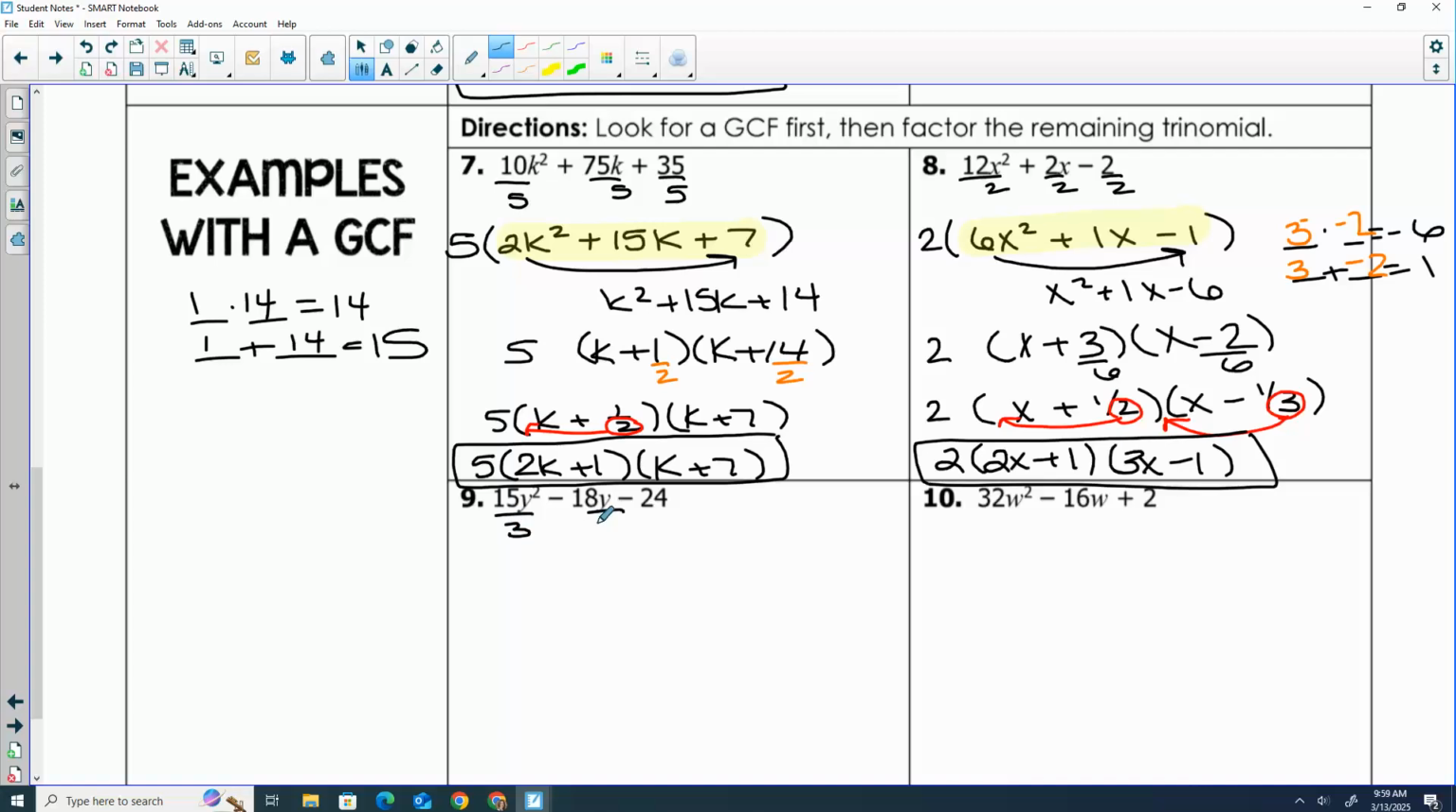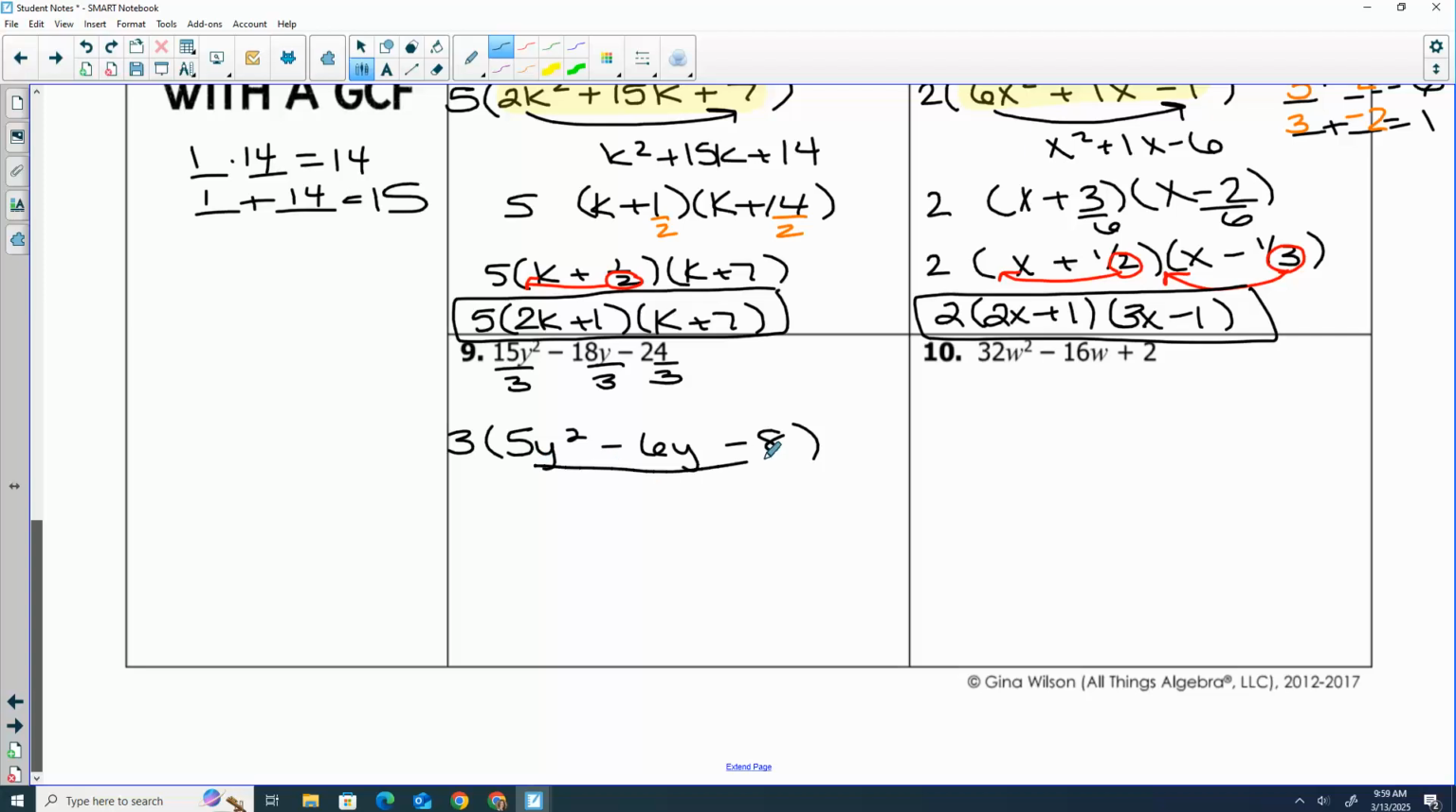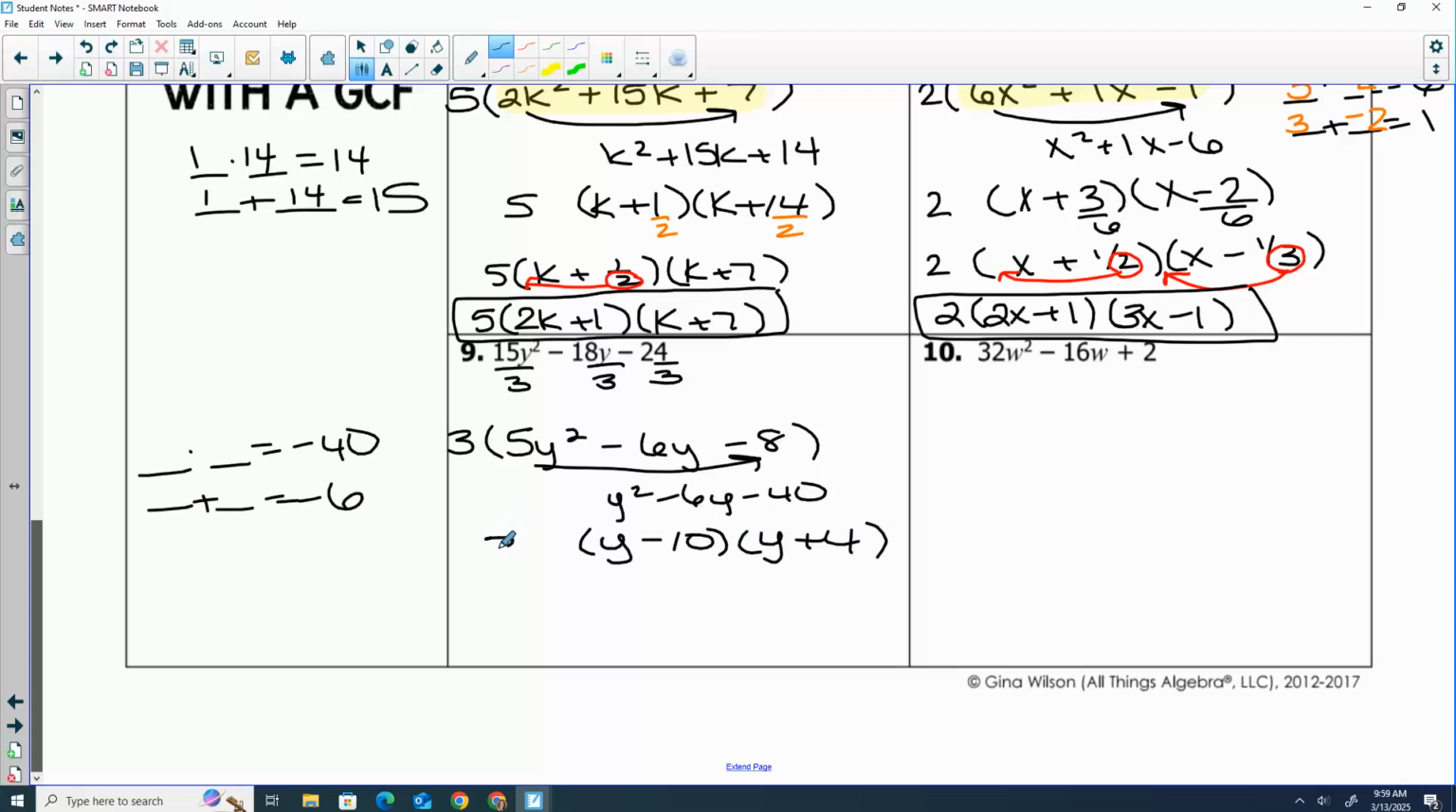3. So if you do that, you're left with 5y squared minus 6y minus 8. So then if we slip and slide, we need 2 things that multiply to -40, add to -6. What would they be? We did -10 and +4. So the 3 just comes down.